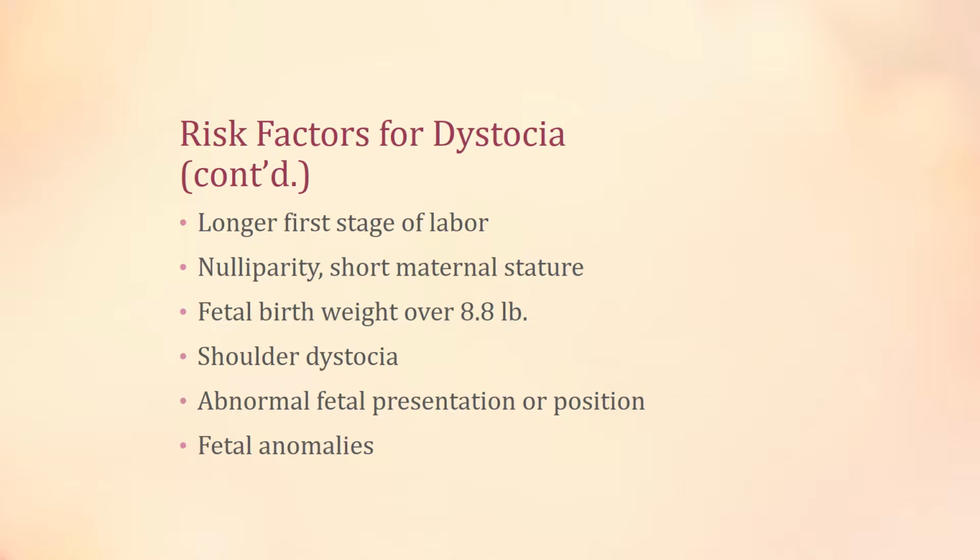Other risk factors that I wanted to make sure I mentioned to you, the first stage of labor is longer. She's short and she hasn't had a delivery yet. This is her first one. The fetal birth weight is over 8.8 pounds, so if it's a really large baby. If there is a shoulder dystocia, where the shoulder is the presenting part, any other abnormal fetal presentation or position, and any fetal anomalies.